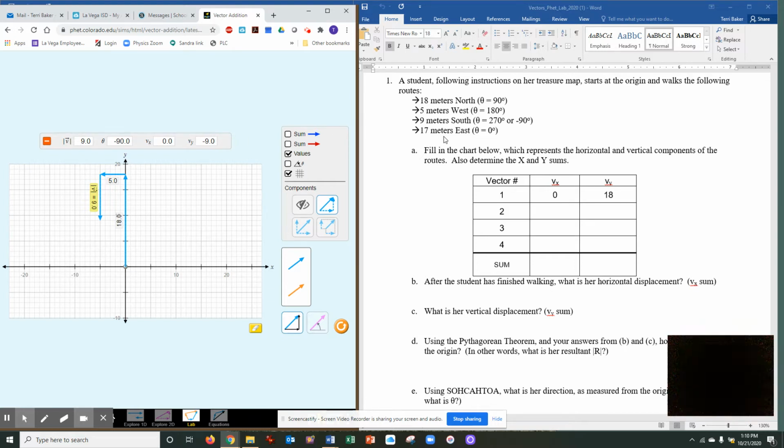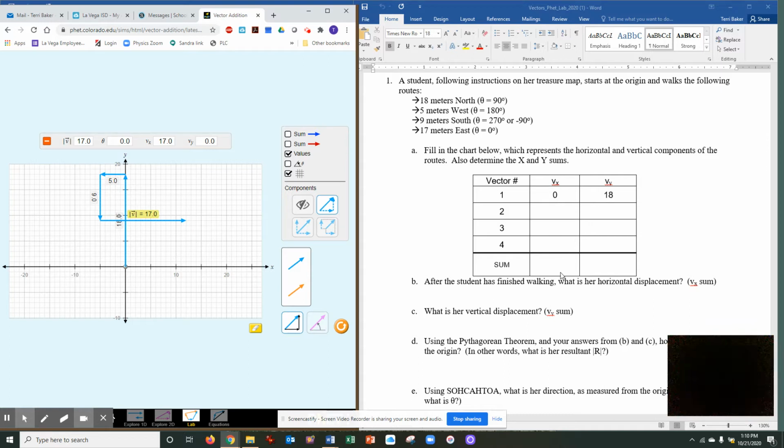And then she went 17 meters east. So we bring out another one. Again, I remind you to use all the same color arrows. They will add up. It's just a quirk of the program. Okay, my last vector, 17 meters east, and she's at 0 degrees because it's a horizontal line. There is no angle from horizontal. So again, 17, 0 degrees. Right here for your x, you would put 17, and right here for your y, you put 0.